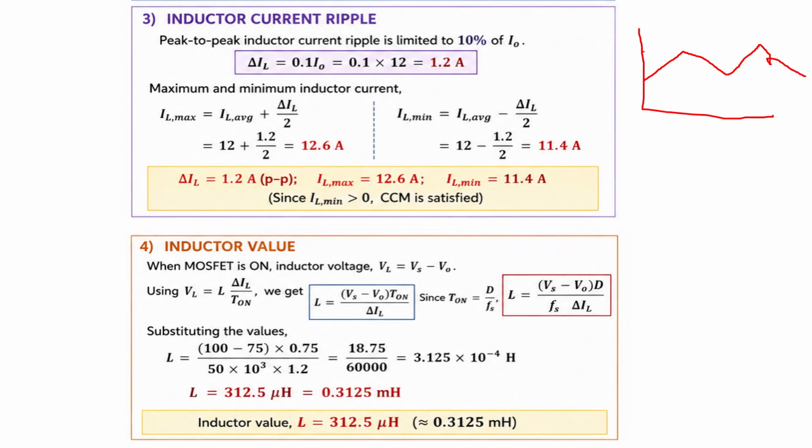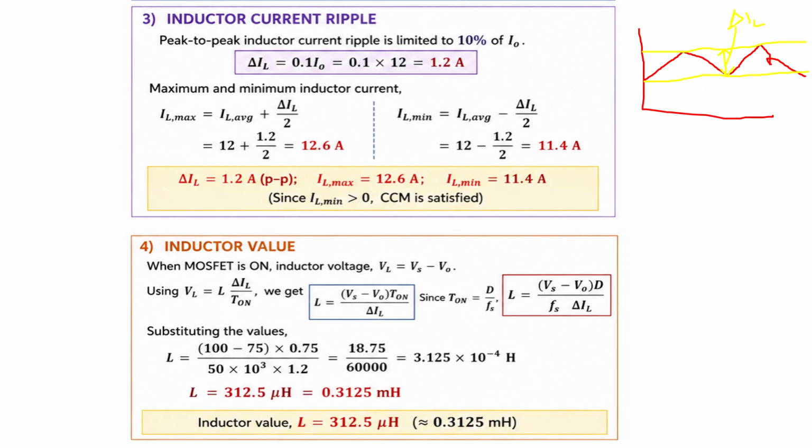This is the maximum point and this is the minimum point of inductor current. So delta IL is the difference between maximum peak current and minimum peak current. So this is your delta IL. So we have to calculate this.